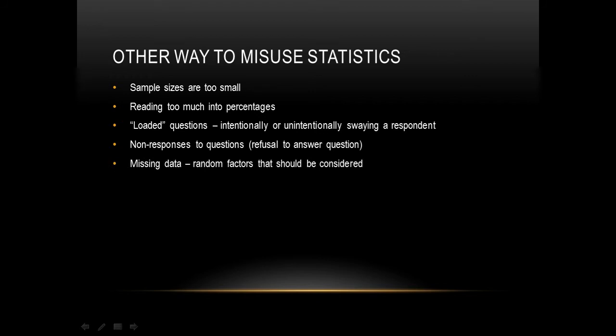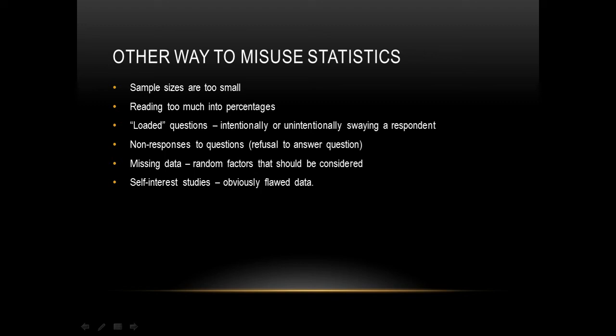Any type of missing data, in terms of any random factors that should be considered. If you're doing a study on people who use the pool in the summertime, from year to year, and you notice that there's a significant decrease from 2012 to 2013, did anybody bother to take a look at the temperatures outside? Did anybody bother to take a look at the number of rainy days? Factors that can be considered into studies, things that you have to take into account. There are all sorts of different variables that come into play.